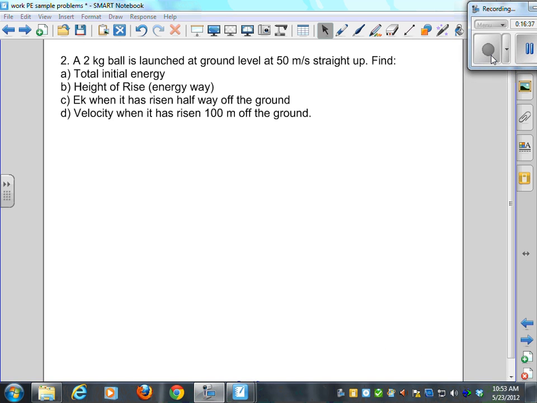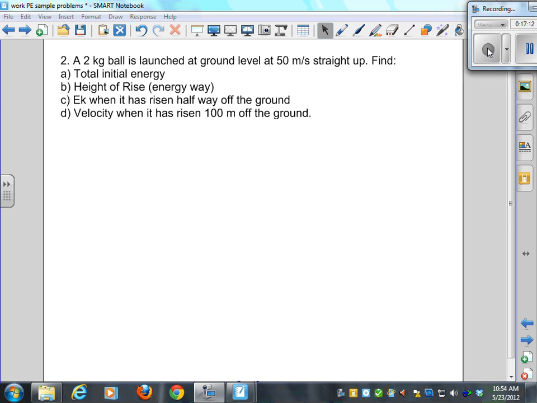A 2 kilogram ball is launched at ground level at 50 meters per second straight up. Find the total initial energy. Find the height of rise. You can figure out how high it's going to go based on the energy. You can find the kinetic energy when it's risen halfway, how fast it's going when it's risen 100 meters off the ground, and so on. Lots of different things, all based on conservation of energy.